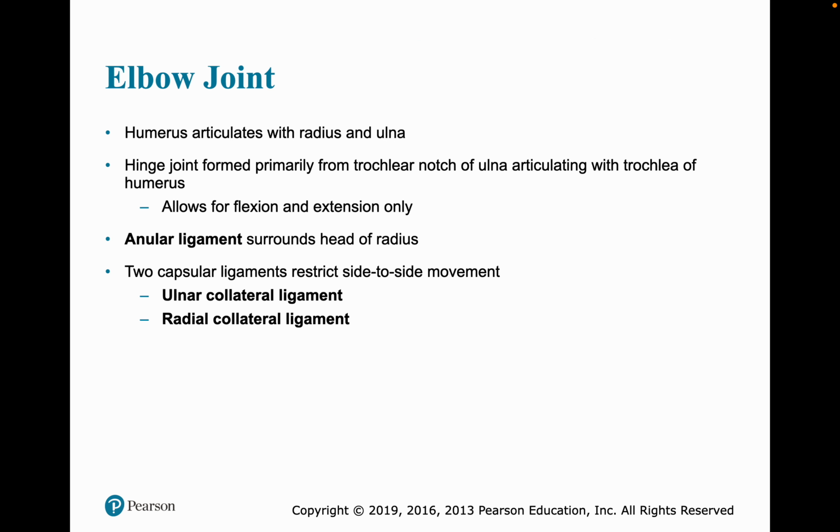The elbow joint. The humerus is going to articulate with the radius and the ulna. It's a hinge joint formed primarily from the trochlear notch of the ulna, articulating with the trochlea of the humerus. This is going to allow for flexion and extension only. The annular ligament is going to surround the head of the radius, and there are two capsular ligaments that are going to restrict side-to-side movement, the ulnar collateral ligament and the radial collateral ligament.